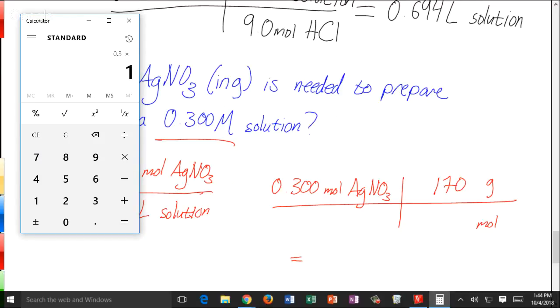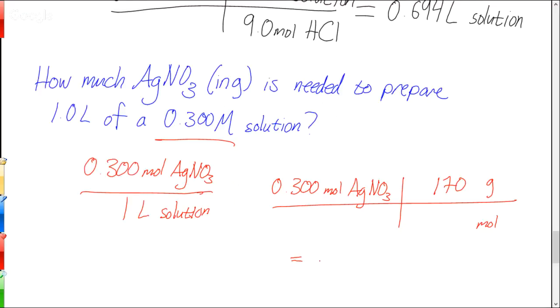So 0.3 times 170 is 51 grams of silver nitrate. So you would need 51 grams of silver nitrate. You just dissolve that until the total solution volume is 1 liter. And then you're good. You've got a 0.3 molar solution. That's how that works.